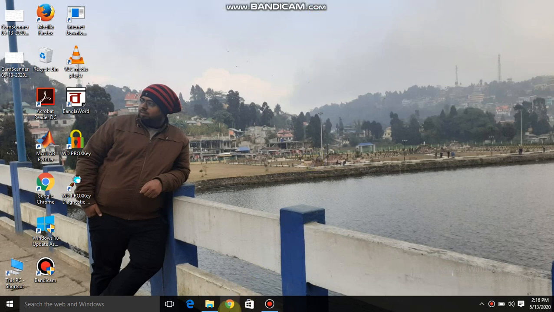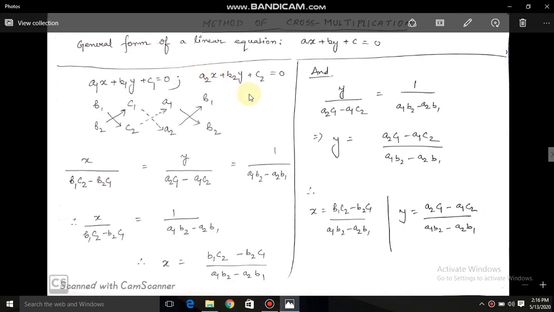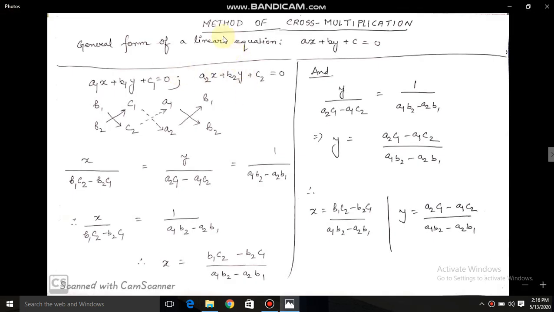Today we will learn how to solve simultaneous equations by the method of cross multiplication. The general form of a linear equation is ax + by + c = 0. This I have already discussed in the first class. But simultaneous equations means there are two equations.